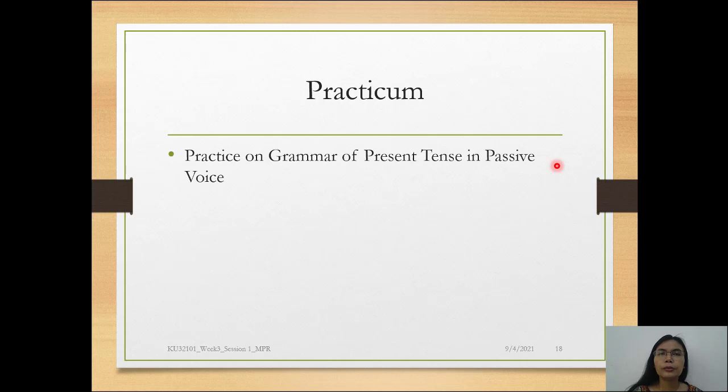Of course, there will be more discussion in the practicum slides. If you go to our campus information system in the practicum session, you can see there are more discussions about this grammar, present tense and passive voice. So please do that, and then we will discuss the answers later during the practicum session.